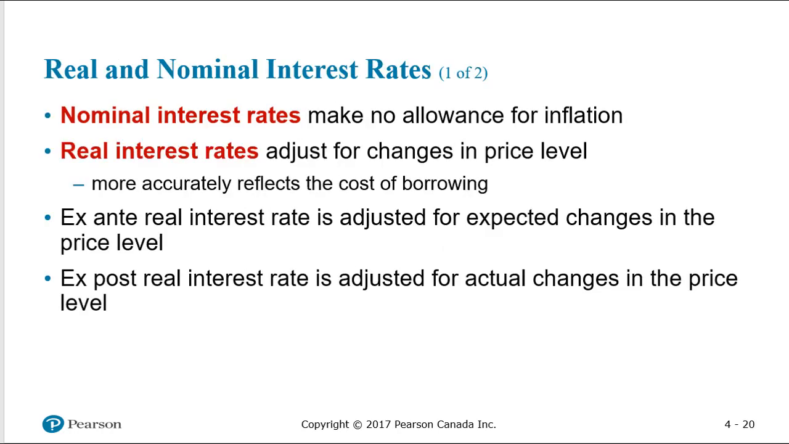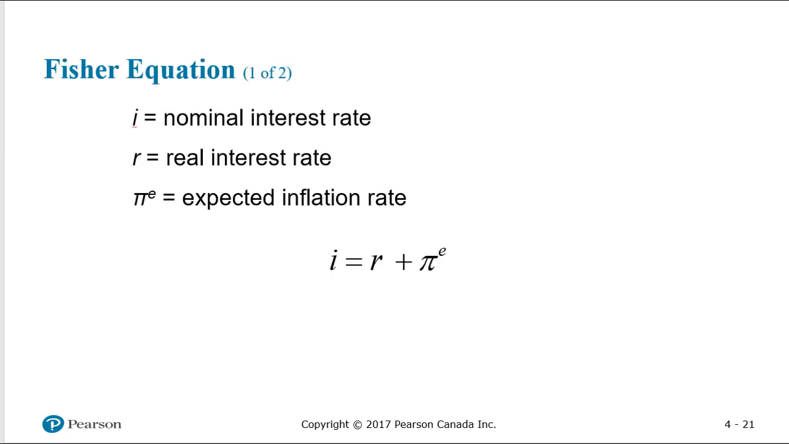Okay, so just clicking on to the next slide, we're looking at real and nominal interest rates. You've probably studied this in economics before. A nominal interest rate makes no allowance for inflation, and real interest rates adjust for changes in the price level or inflation. Ex ante means before, and ex post means after. An ex ante real interest rate is adjusted for expected changes in the price level because it's before. An ex post real interest rate is adjusted for actual changes in the price level because you can observe it, it's after the fact.